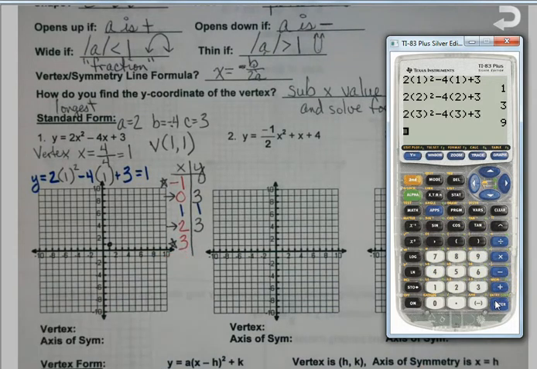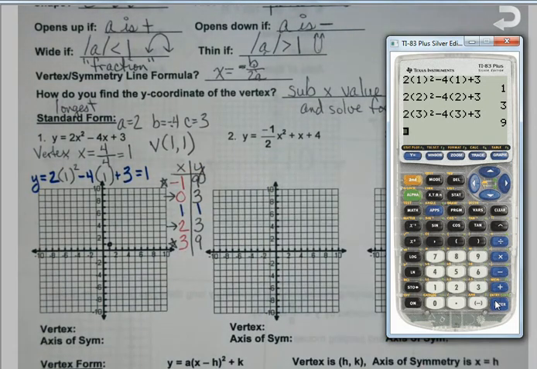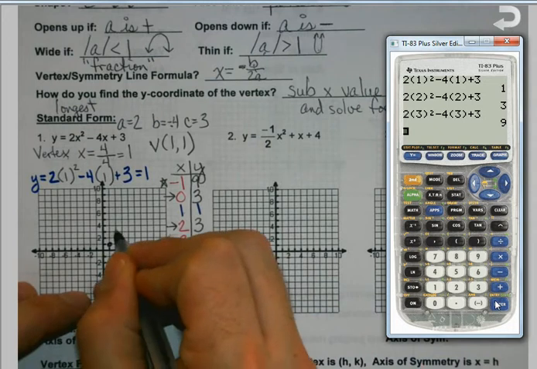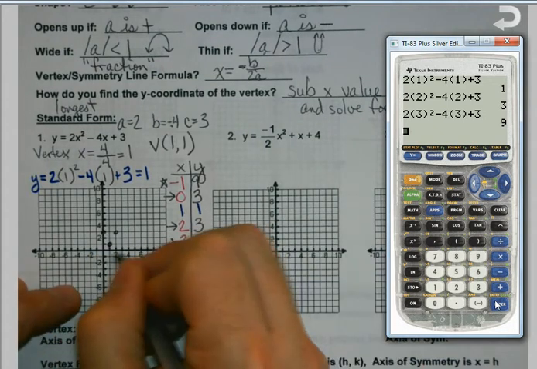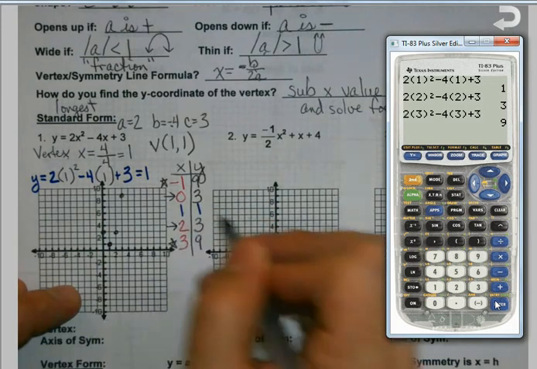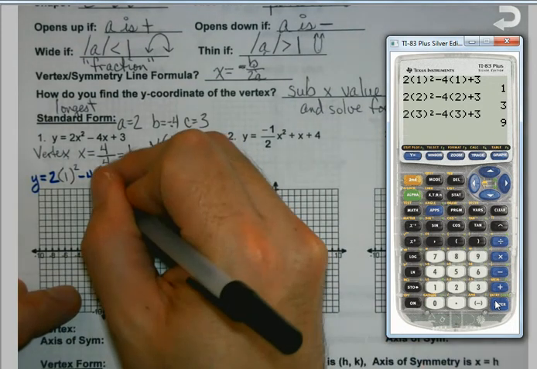Okay, so that comes out 9. And I'm going to trust myself, so I'm going to assume my other one's going to be 9. If my vertex is a whole number, this is the easiest way to go as far as manually would go. So I can plot my points. And if I plot my points correctly, I should notice that my graph is going to basically look symmetrical.